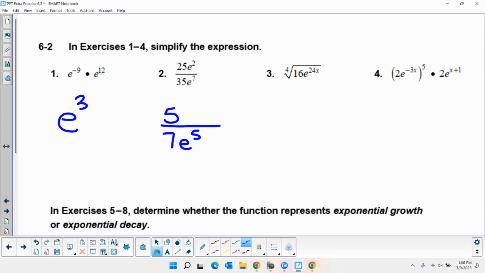What's the 4th root of 16? We've been doing it a few times. 2, right? 2 times 2 is 4, times 2 is 8, times 2 is 16, right? Just divide 24x by 4. What is 24x divided by 4? 6x.